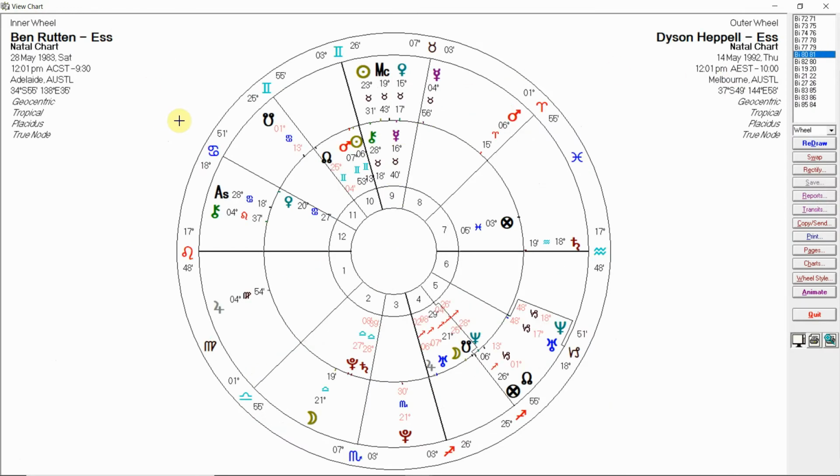Next one is an AFL team. We've got the coach here, Ben Rutten. He's the coach of Essendon. Now this club has won the equal most amount of premierships in this country. So it's a very famous club. And the captain, Dyson Heppell.